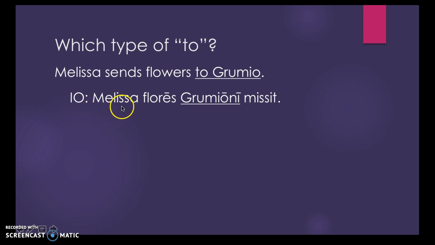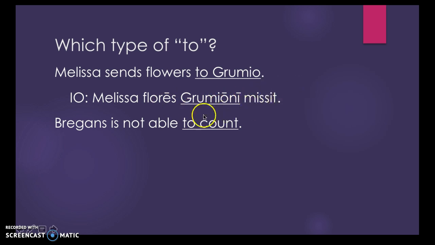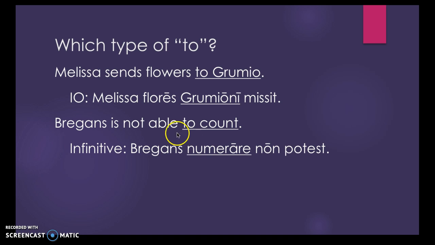Melissa here is in the nominative. Flores is accusative because it's the direct object. Grumioni is dative because it's our indirect object. All right, Brigance is not able to count. "To count" here isn't showing motion towards something. It's not an indirect object. It's not indirectly receiving the action of anything. This is the verb form, to count, like to love, to eat. So this is the infinitive. "Numerare." See the A-R-E here? That's your infinitive.